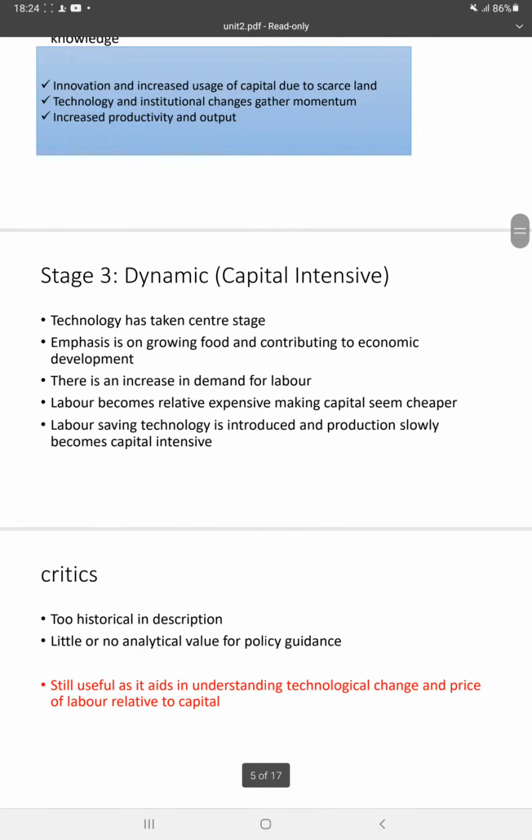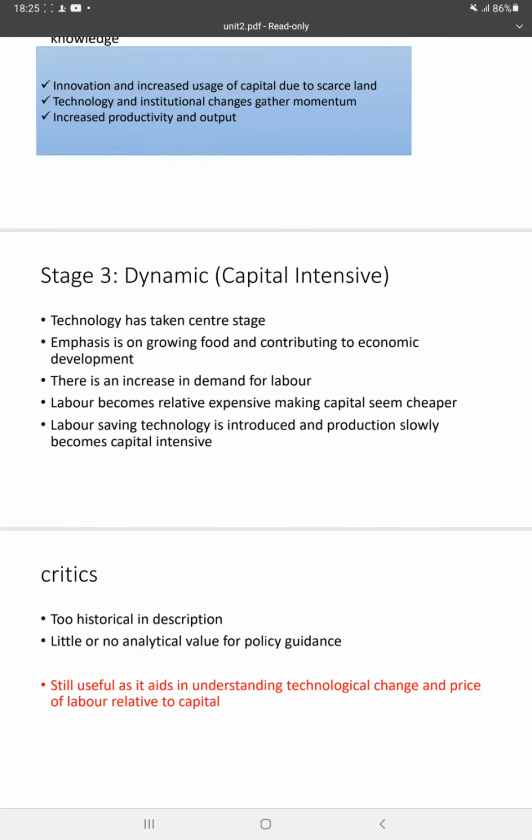But now let's observe what happens in the third stage, which is the dynamic or capital intensive stage. Here we experience different changes. Number one, technology has taken center stage. In the second stage, it was gathering momentum. Now it has taken center stage. The emphasis is on growing food and contributing to economic development. And there is an increase in demand for what? For labor.